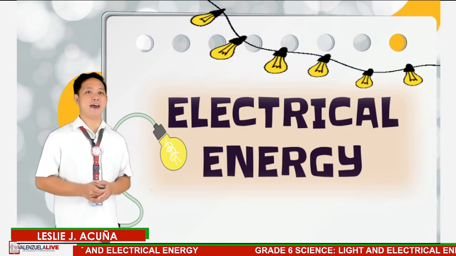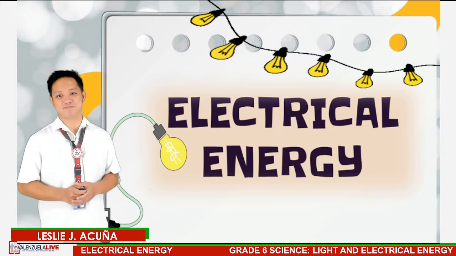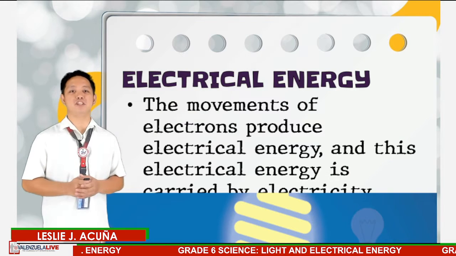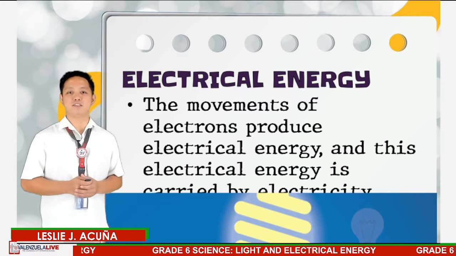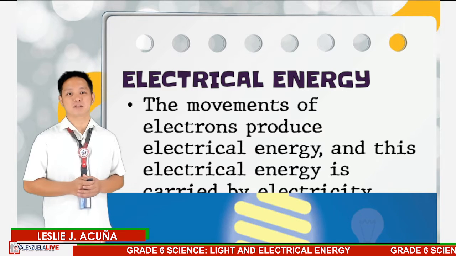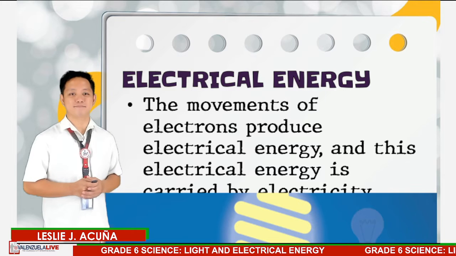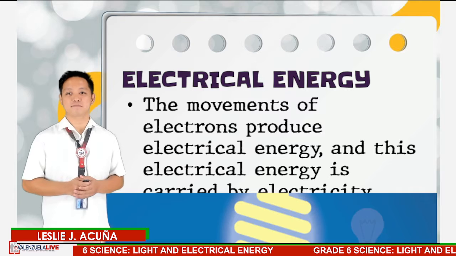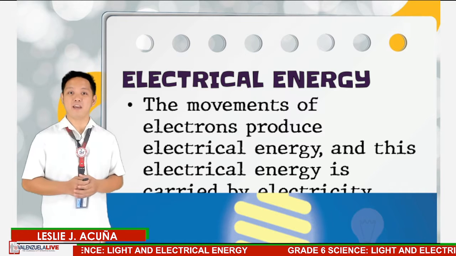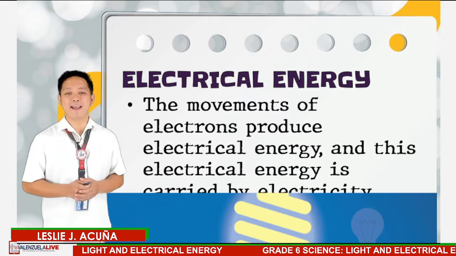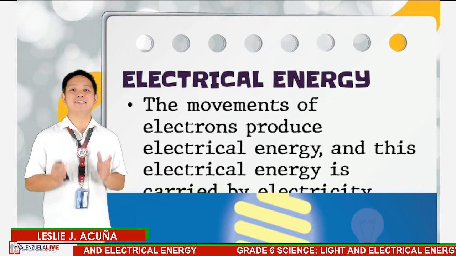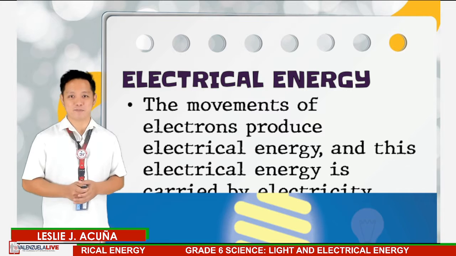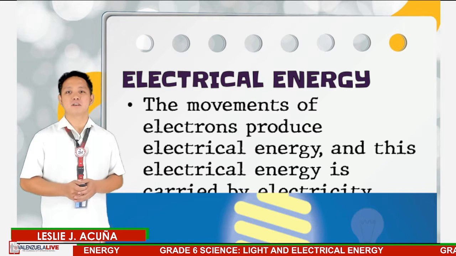Next, we have the electrical energy. Electrical energy is another form of energy. An atom consists of three parts: the proton, neutrons, and the electrons. The movement of electrons produces electrical energy, and this electrical energy is carried by electricity.